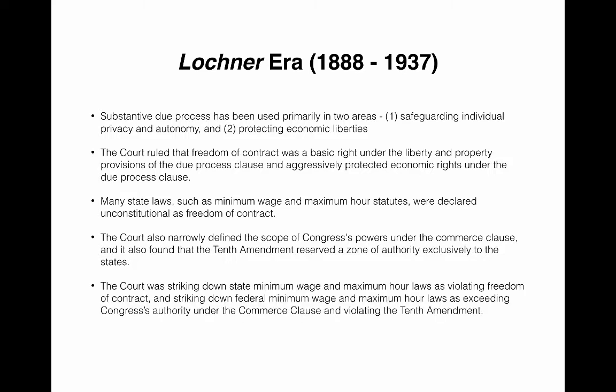So during the Lochner era, the court was striking down state laws that were providing for minimum wages and maximum hours, and at the same time, the court was also striking down federal laws that were providing for minimum wages and maximum hours. The court's decisions during this time period were a reflection of the laissez-faire philosophy. So now we're going to go through very quickly a couple of the key cases during this time period.